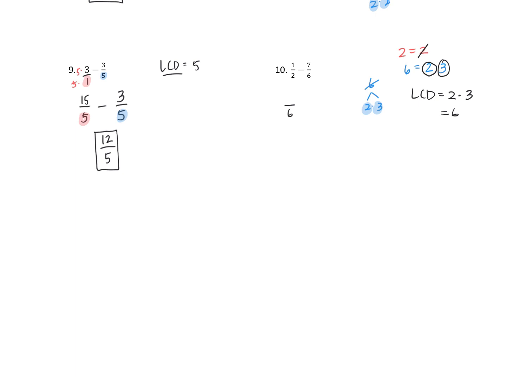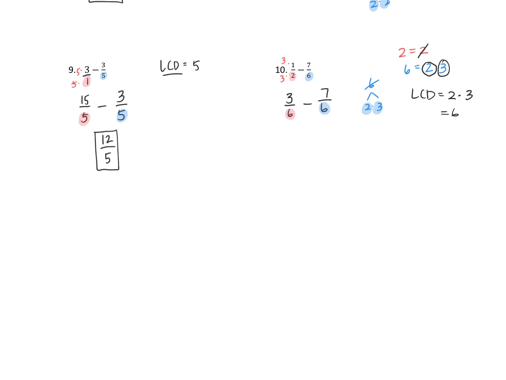So we want the denominator to be 6. The first fraction, we have a 2. We want it to be 6. 6 divided by 2 is 3. So we're going to scale up or multiply the top and the bottom by 3 to get 3/6. The second fraction, we already have our desired denominator, so we don't change that one at all. It will be 7/6. So we can subtract now that we have a common denominator.